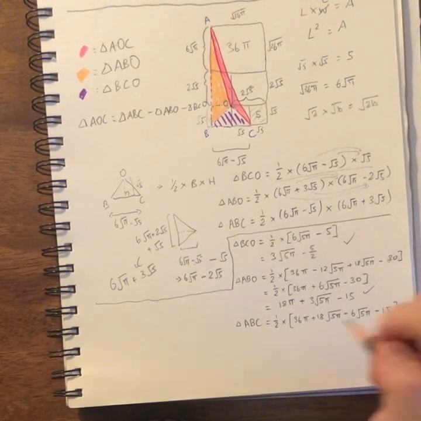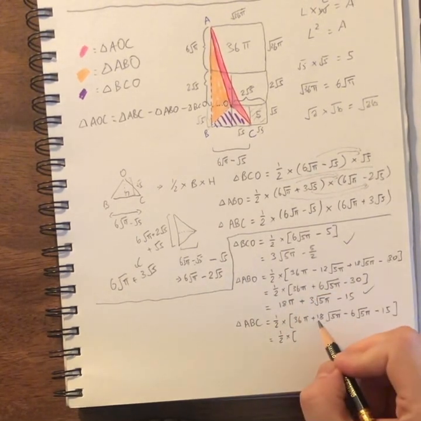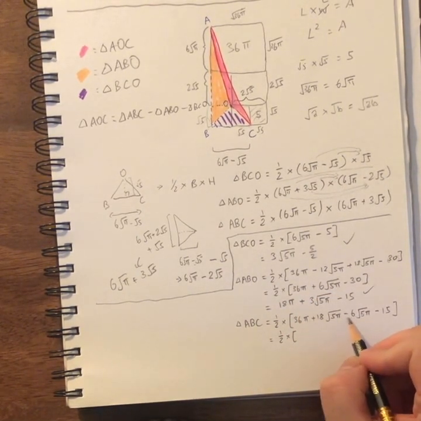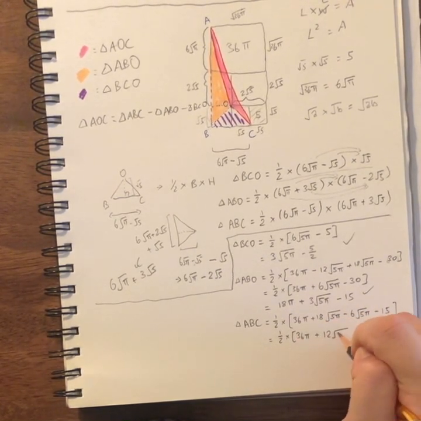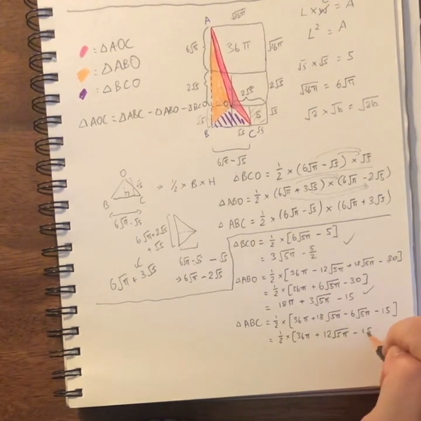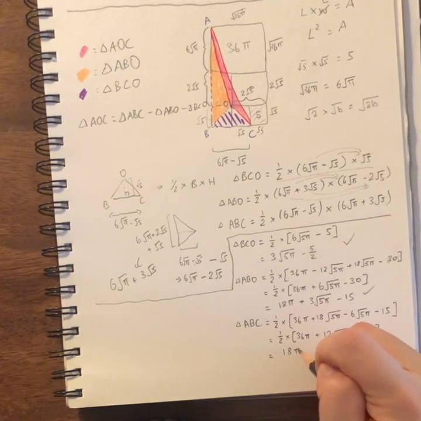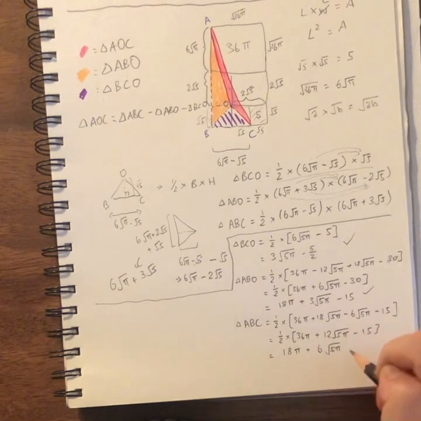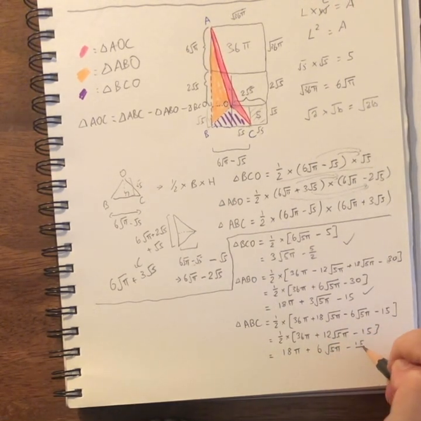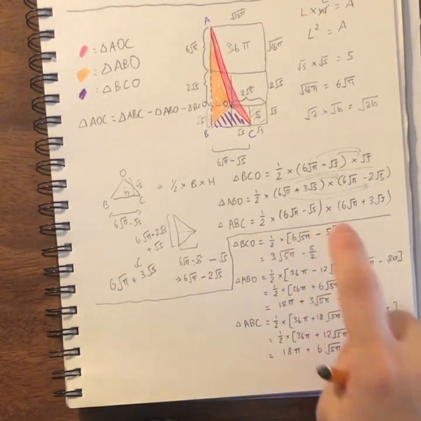Okay, can I simplify this? Yes, I can. Half times 18 lots of this take 6 lots of that, and it's 12 lots of that. So it's 36 pi plus 12 lots of this over here, take 15, and then half of everything. So I've got 18 pi plus 6 lots of this stuff here, take 15 on 2. Okay, we've got the big triangle, we've got the orange triangle, we've got the purple triangle.